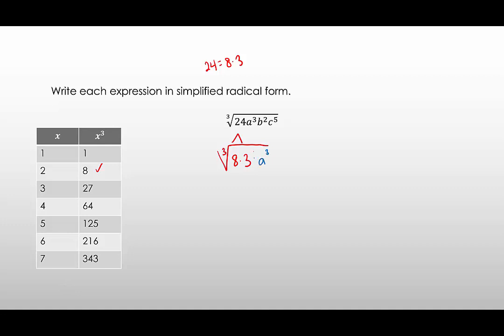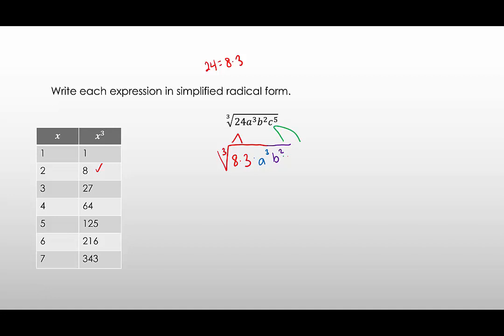It's all ready to be the cubed root of. B squared is too small. It doesn't even get as big as 3. So we're not going to be able to simplify it at all. We're just going to leave it b squared. And c to the 5th, so 5 is bigger than 3. So we will find a perfect cube factor in c to the 5th.